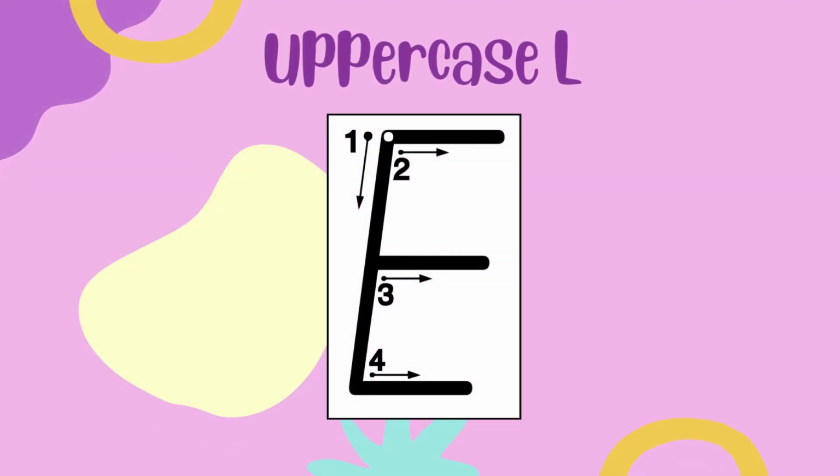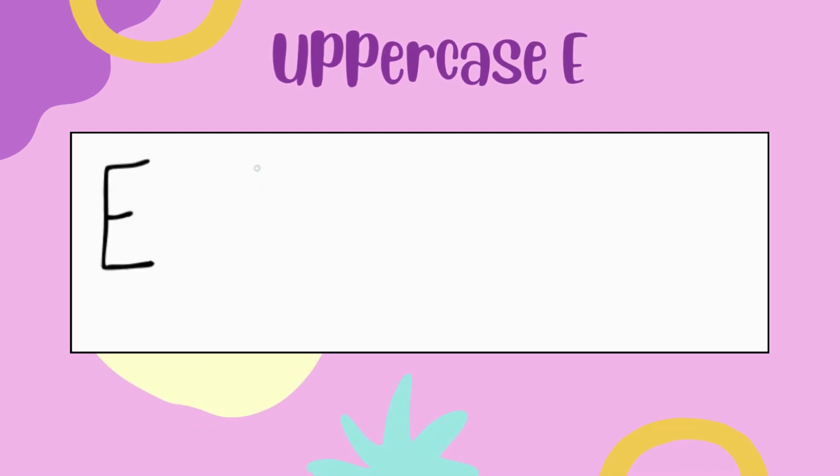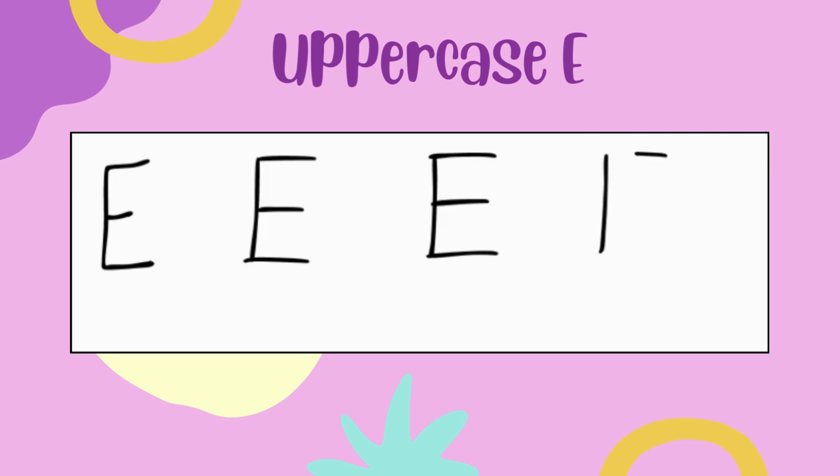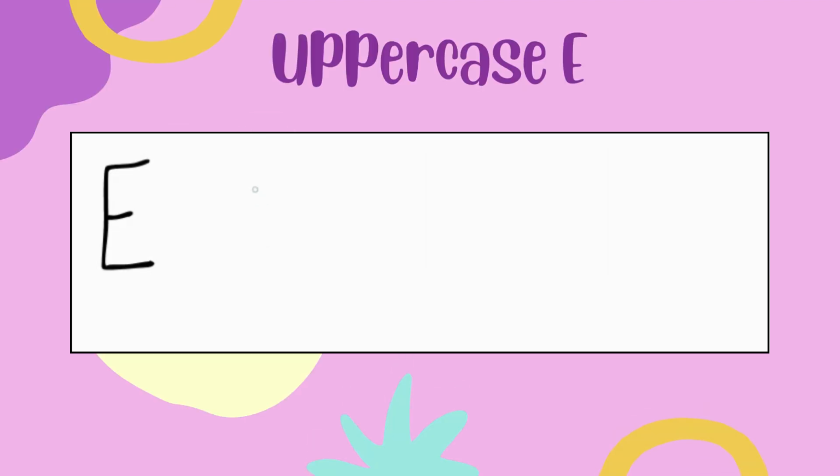This is uppercase E. What letter is this? Uppercase E. Uppercase E is one vertical line connected to 3 horizontal lines, one at the top, one in the middle, and one at the bottom. We make an uppercase E like this. Start at the top, straight line down. Hop back to the top, straight line across. Hop to the middle, straight line across. Hop to the bottom, straight line across.